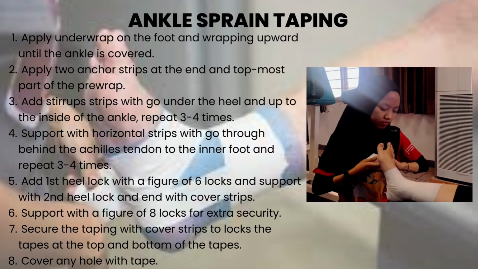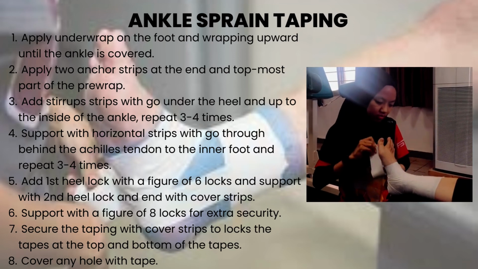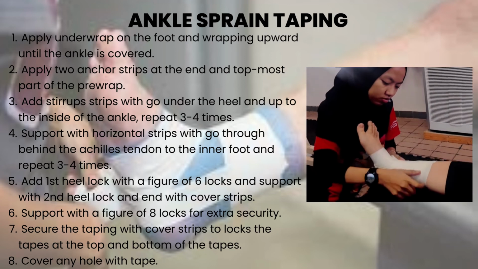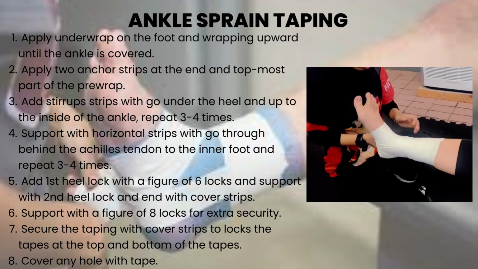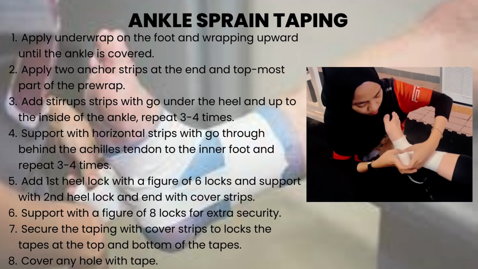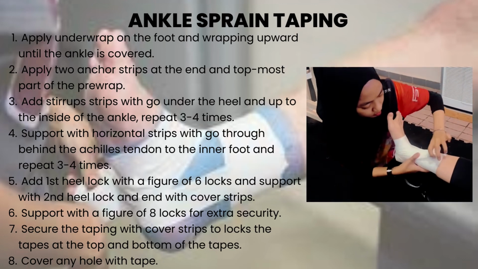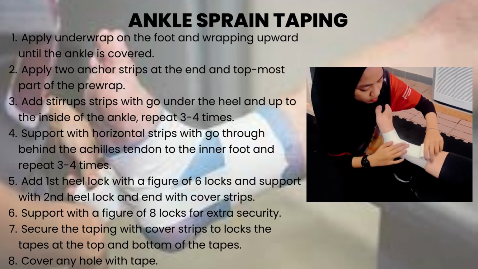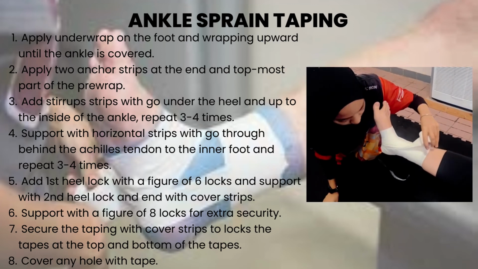Next, put the figure of 8 lock for extra security. Start on the outside of the leg, cross over the instep on top of the foot and go under the foot. Come out from the outside of the leg again, cross the top of the foot and attach to the inside of the leg. It will look like an X on top of the ankle.